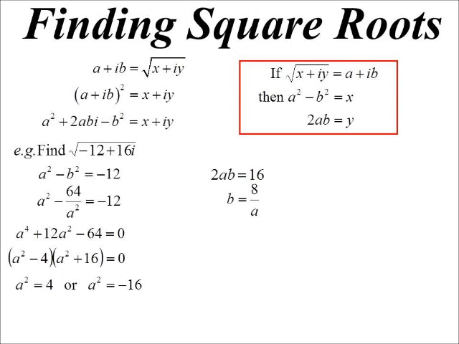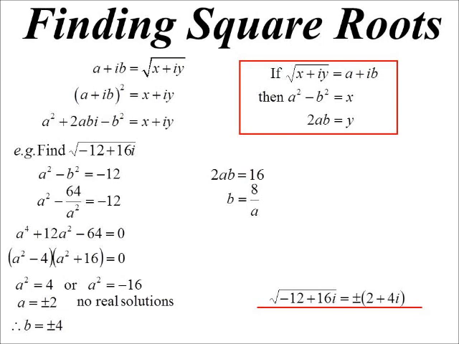So either a squared equals 4 or a squared equals negative 16. But remember, a and b, real part, imaginary part, they're both real numbers. Therefore, a squared equals minus 16 is not a solution. So it must come from a being plus or minus 2. If I sub back in to get the b, it's going to be 8 over 2, which is 4. As I say, the negative 16 doesn't give me any solutions.